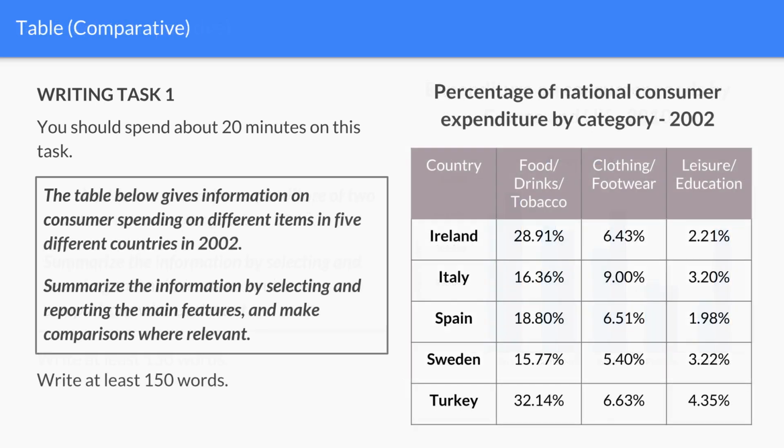Let's look at another example. Here we have a table. Again, we only have a static snapshot of one single year. No changes are happening here over a period of time. So here we just have different data sets. We have data for different countries, and then we also have data for different products. All right.